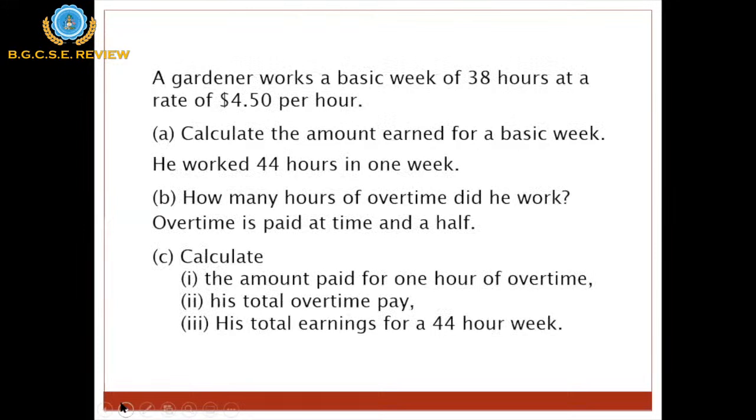And so we're going to get right into our first question. What I'm going to do, I'll read the question, give you 5 minutes to work it, and then we'll do it together. So the first question says, a gardener works a basic week of 38 hours at a rate of $4.50 per hour. A, calculate the amount earned for a basic week. Then it goes on to say he worked 44 hours in 1 week. B, how many hours of overtime did he work? Overtime is paid at time and a half.